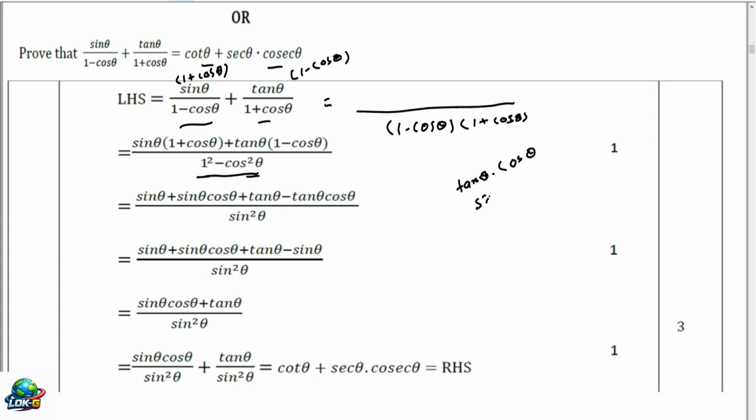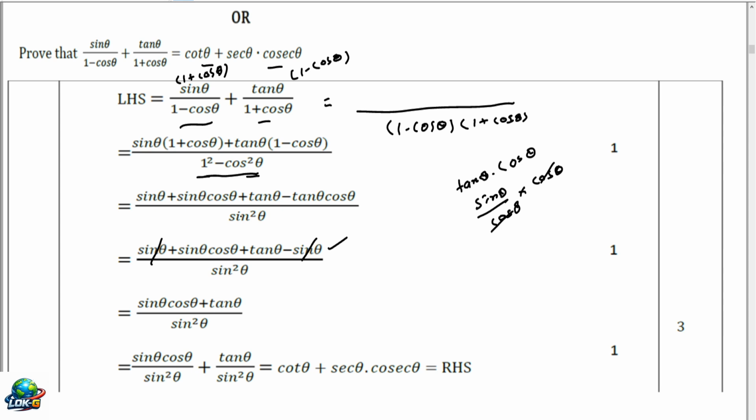So what is tan theta? Tan theta is sin theta upon cos theta into what? Cos theta, right? Cos theta cancels. Therefore, they have written directly tan theta into cos theta is minus sin theta. Observe, plus sin theta minus sin theta cancels. Now you are left with sin theta into cos theta plus tan theta, right?